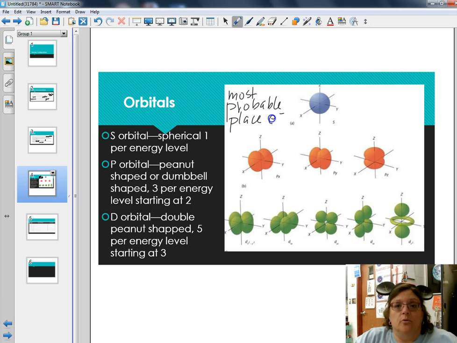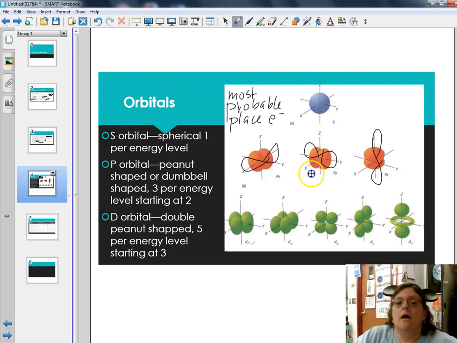The s orbitals are circular shaped, round shaped. There's one s orbital in any energy level. The p orbitals are peanut shaped or dumbbell shaped. Found this picture, but a lot of times I will draw them like this. And there are 3 per level, starting with energy level number 2.